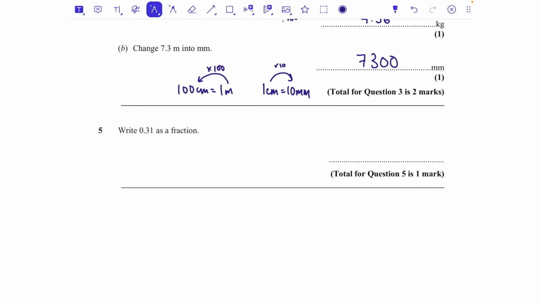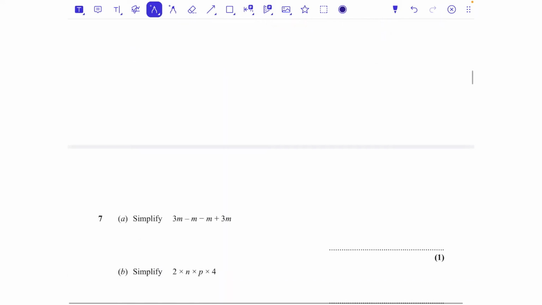Question number 5, write 0.31 as a fraction. So that is the digits 31, but 31 would be here, and each of those values has moved 2 place value columns to the right, so we've divided it by 100. 31 divided by 100 is your answer there for 1 mark.